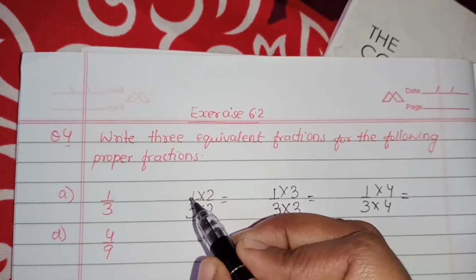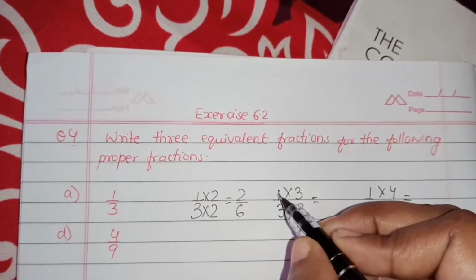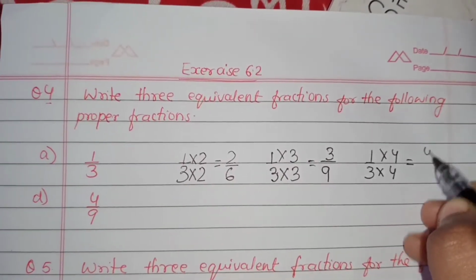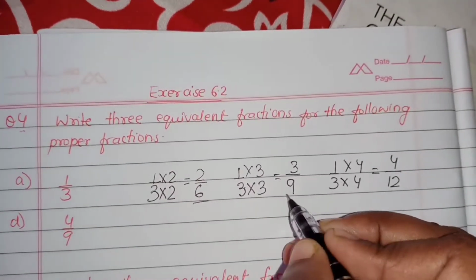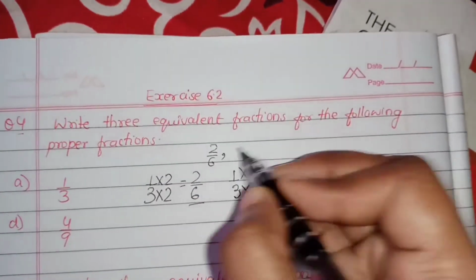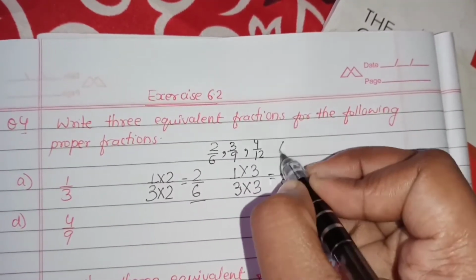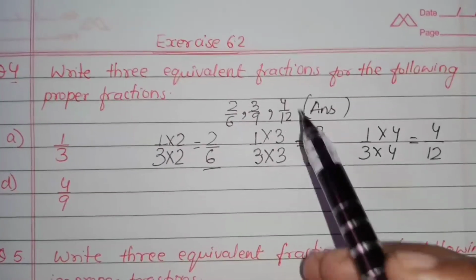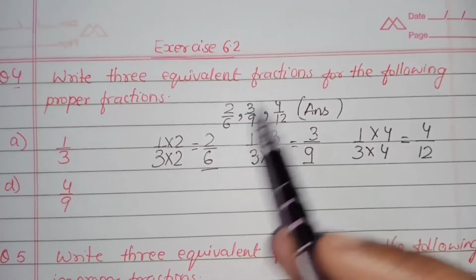Now see here. 1 twos are 2, 3 twos are 6. 1 three is 3, 3 threes are 9. 1 four is 4, 3 fours are 12. So these are the equivalent fractions. I'm writing here 2 by 6, 3 by 9, 4 by 12. So this is the answer. These fractions are equal to this 1 by 3, and that is why it is called an equivalent fraction.